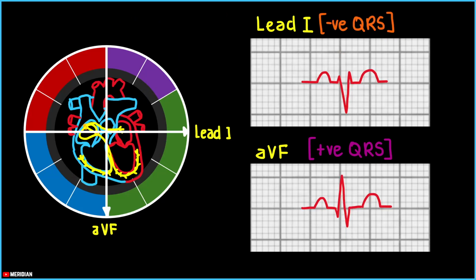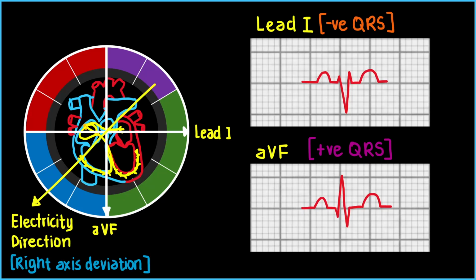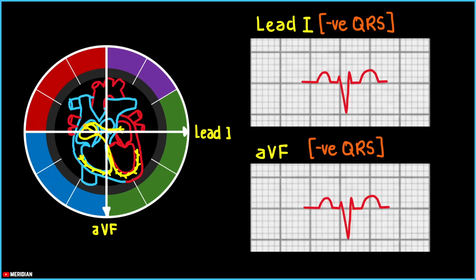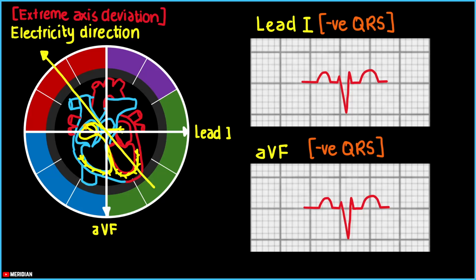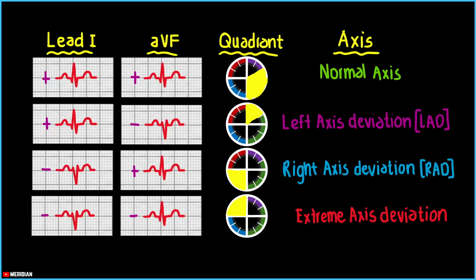If lead 1 is negative, but lead AVF is positive, the direction is shifting away from the left and more towards the right. That's what we call right axis deviation. And if both are negative, the electrical vector is pointing somewhere completely unusual. That's what we call extreme axis deviation. 2 leads, 2 questions, giving us 4 answers.